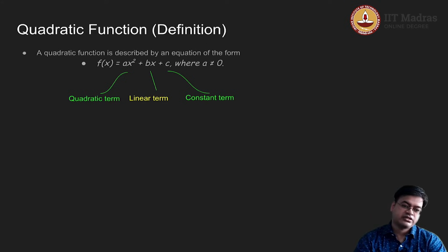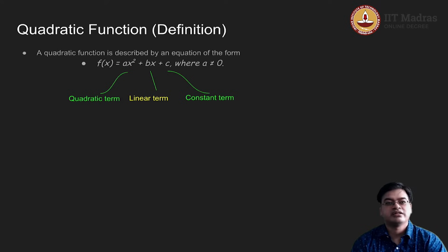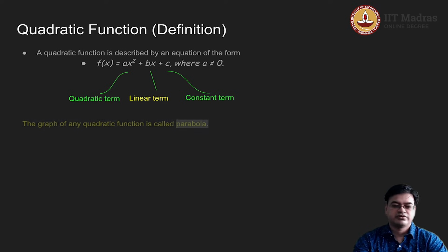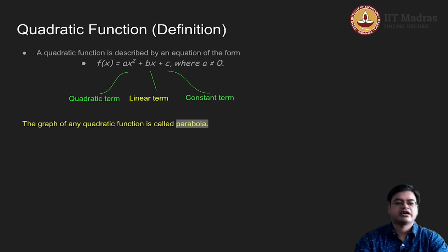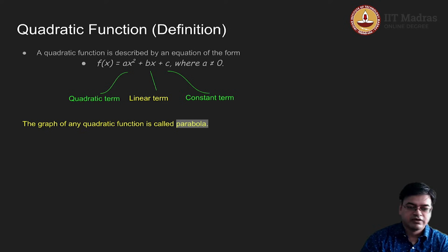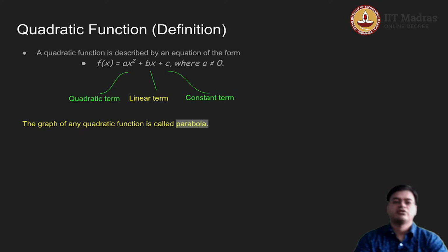If ax square is not there, then I know how to handle this on a coordinate plane. It just simply represents an equation of a non-vertical line. So I know how to handle these terms. So what if the ax square term remains? That is, a is not equal to 0. We can graph this particular function, and the graph of any quadratic function will be called a parabola.